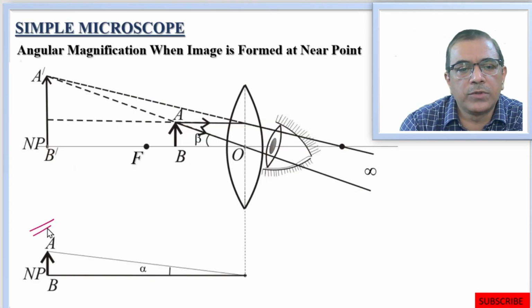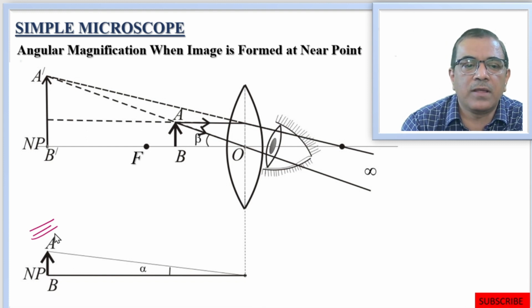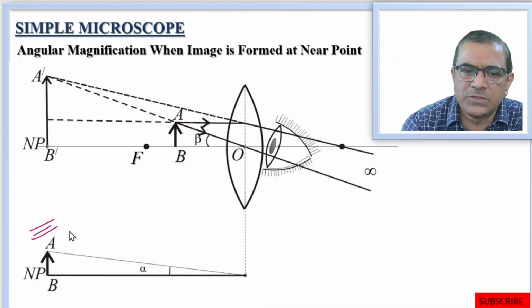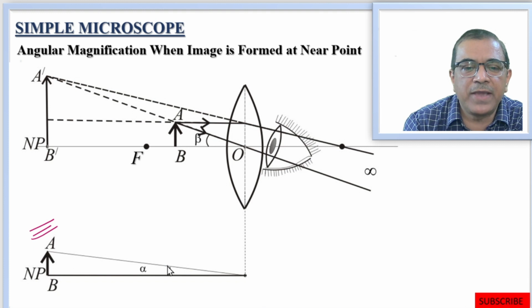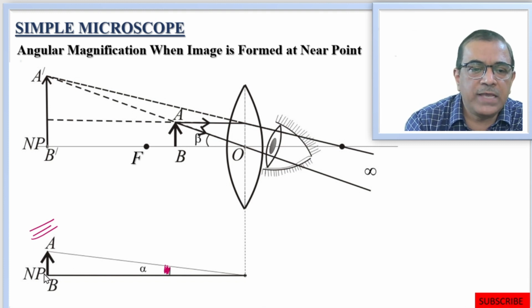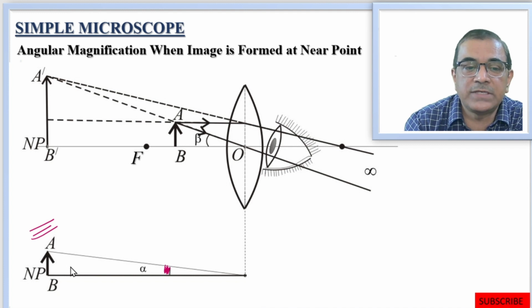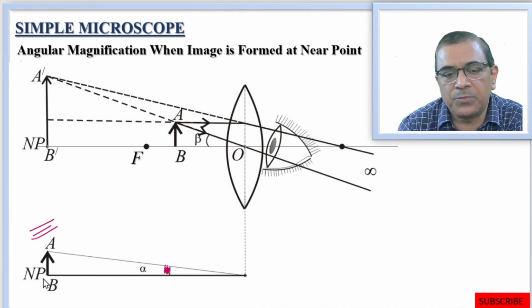So we already know that the object should be placed at the near point so that it could be seen with clarity. Why is this so? The reason is obvious. The angular size of the object when placed at the near point is maximum. This is the reason the object should be placed at the near point.